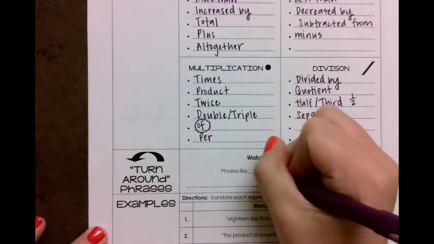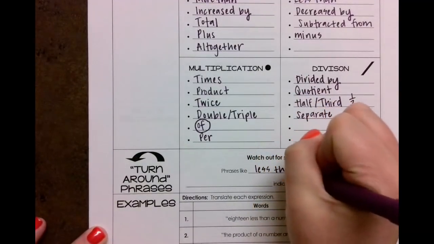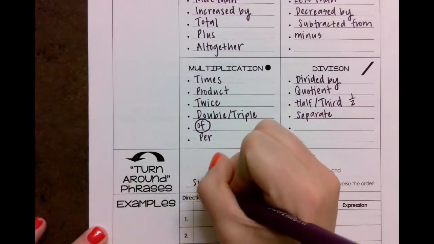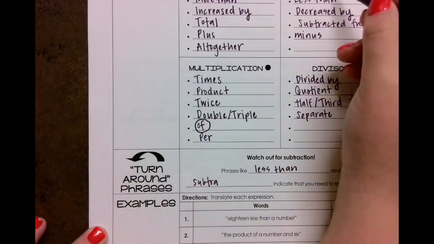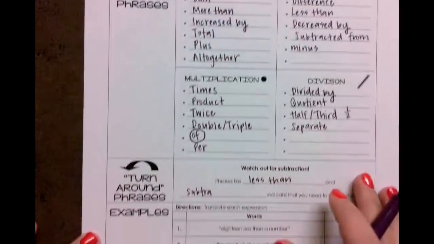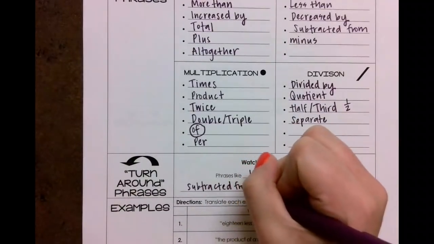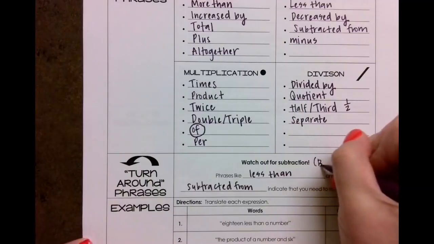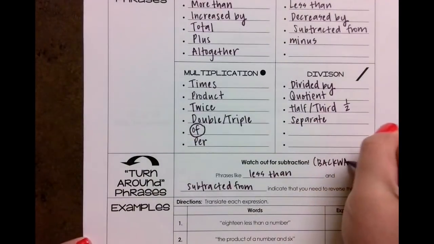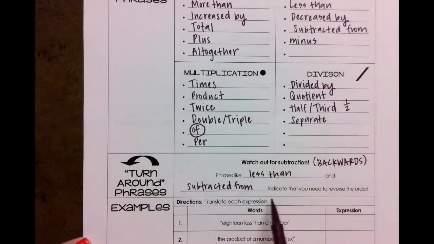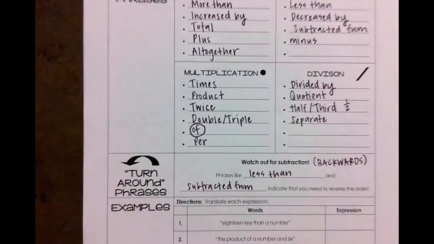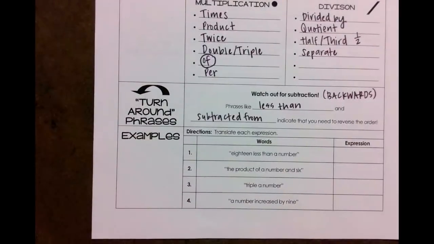So phrases like less than and subtracted from, which have to deal with subtraction, remember, tell us that we need to write the expression backwards. And I'll show you an example of what this means. They indicate that you need to reverse the order that you're writing it in. So let's talk about some examples of what this looks like.